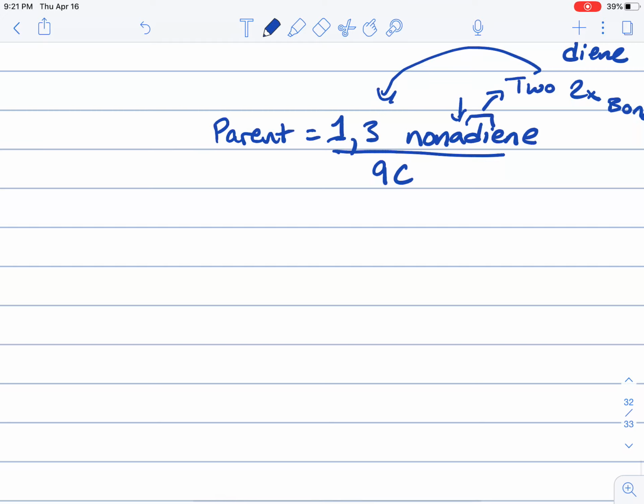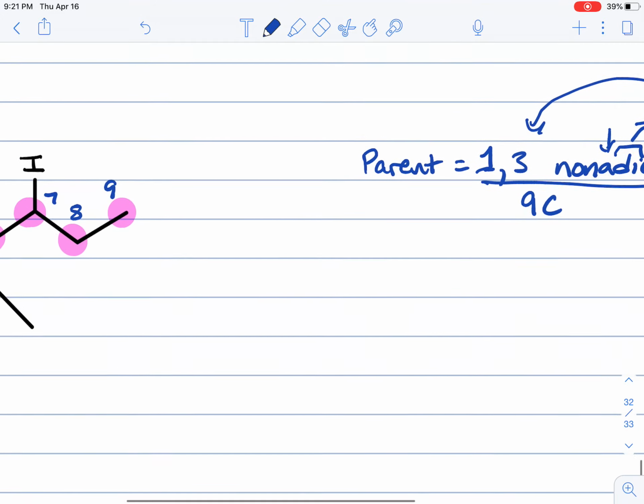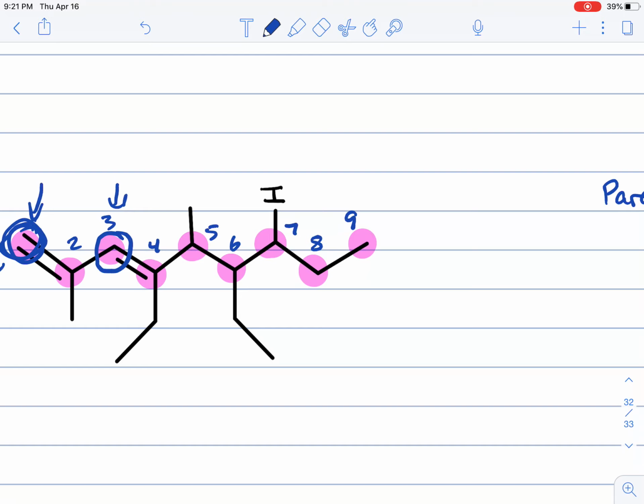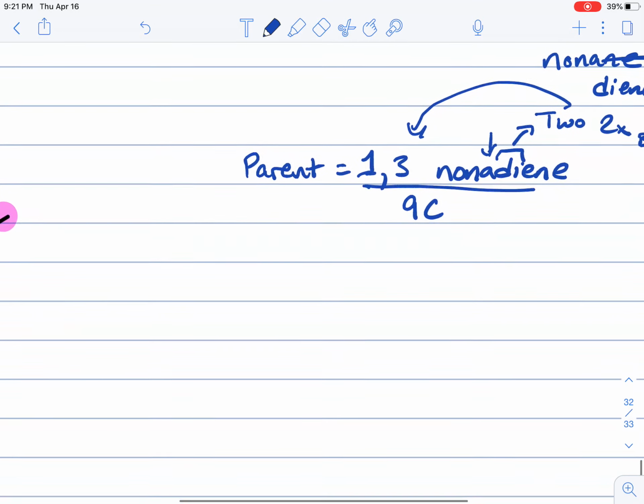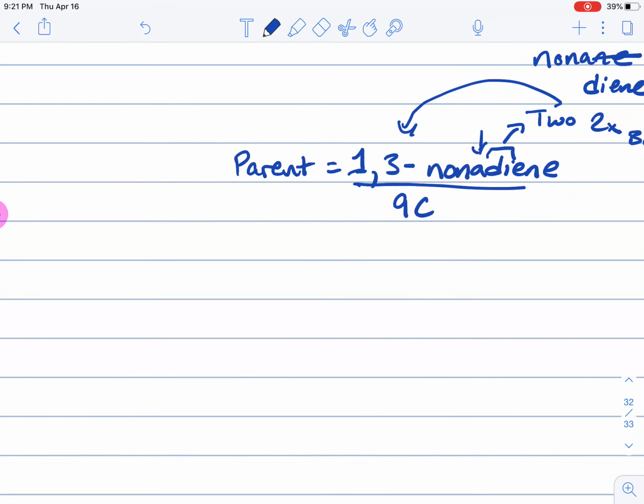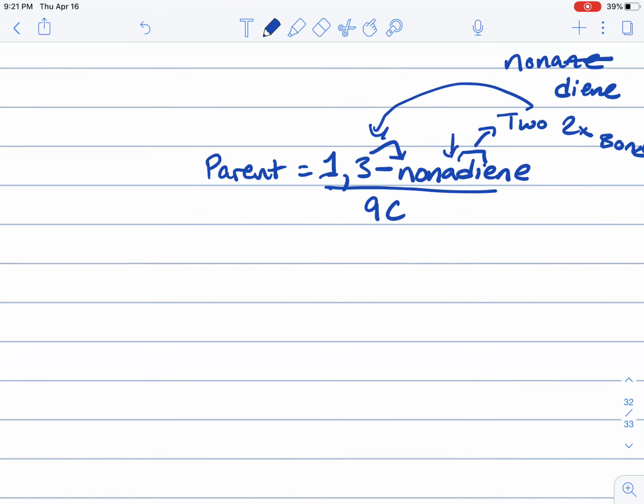And so I need to put a 3 here. And if you look, carbon 4 is where the double bond ends, but we don't care where it ends. We always know that it's between 2 carbons. So if you say carbon 3, it's implied that the double bond is between 3 and 4. And so therefore you can just go ahead and put the dash, because you're going from a number to a letter. And that will fully describe where those double bonds are located in the parent structure.